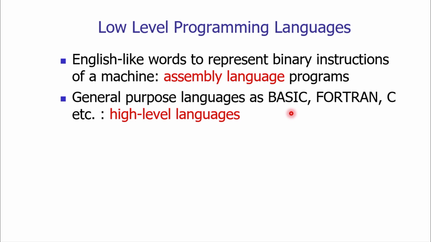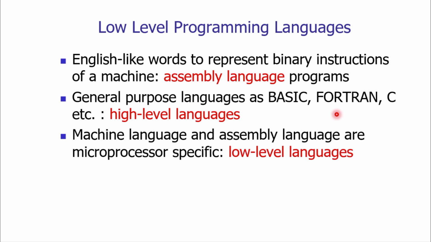We also use various programming languages such as BASIC, Fortran, and C. Nowadays we are using Python or Java. All these languages are called high-level languages. But the languages which are very specific to the microprocessor, and are used to assemble the hardware and to communicate with the hardware, are called low-level languages.